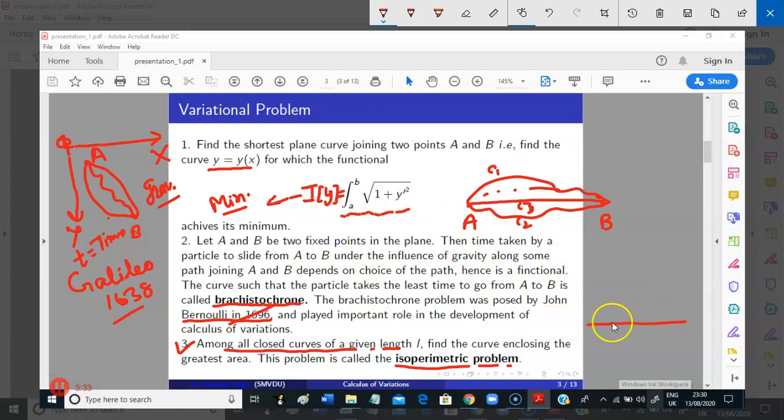Suppose you are having several curves and their length is L. It can be like this, maybe the length is L. But if you look at the situation, which curve encloses the maximum area, you have to find the curve of given length which encloses the maximum area. So this is the isoparametric problem. So these are some fundamental variational problems.